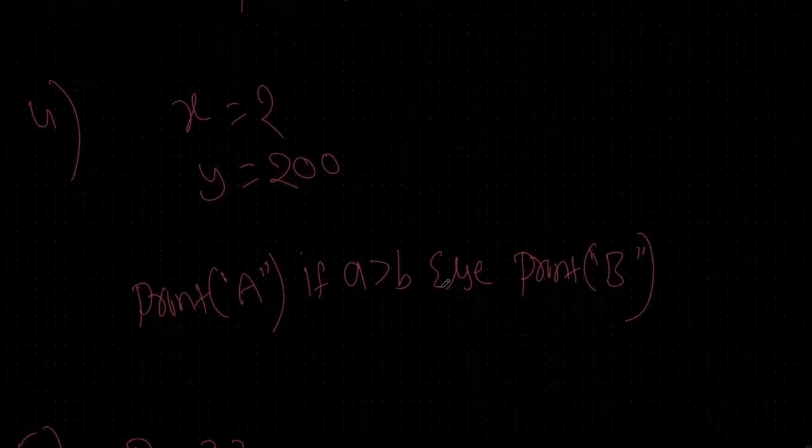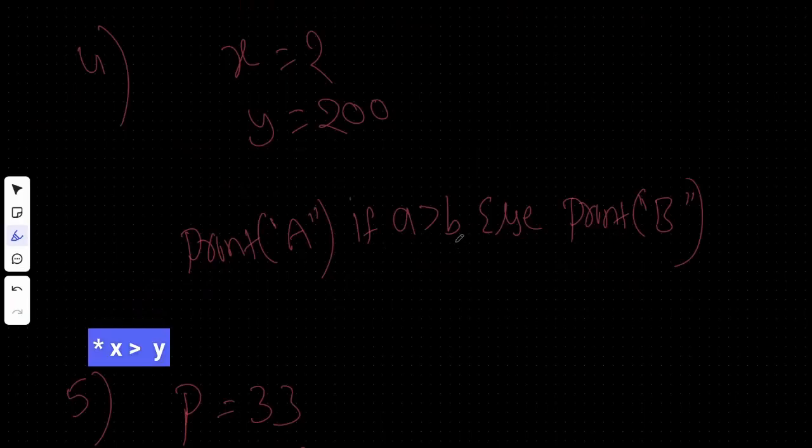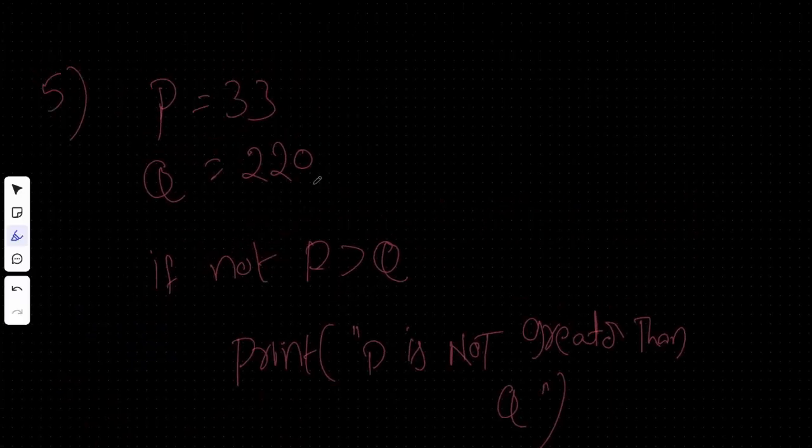And fourth one, x equal to 20 and y equal to 200. Print a if a greater than b, else print b. So what is the output for the fourth one? And next, fifth one, p equal to 33, q equal to 220. If not operator, p greater than q, then print p is not greater than q. What is the output for this fifth question?